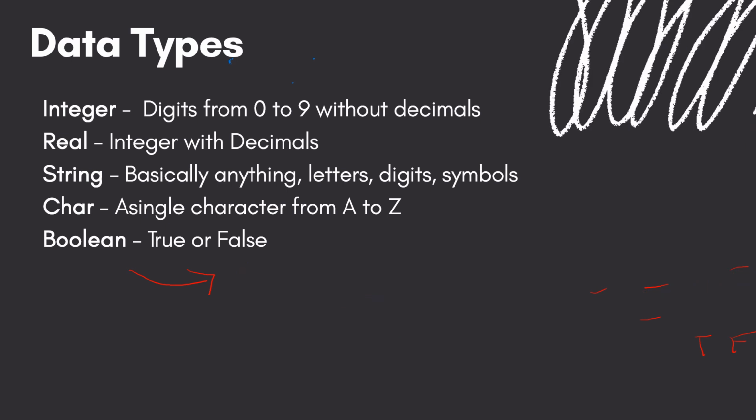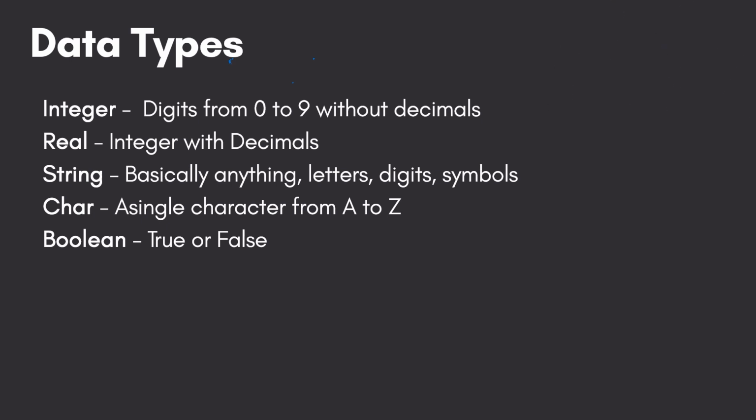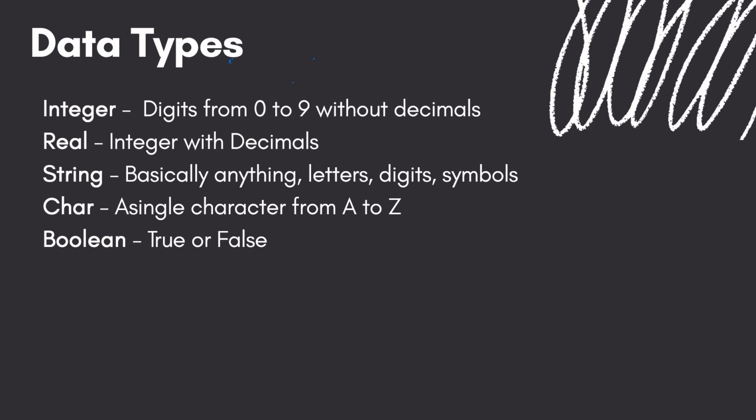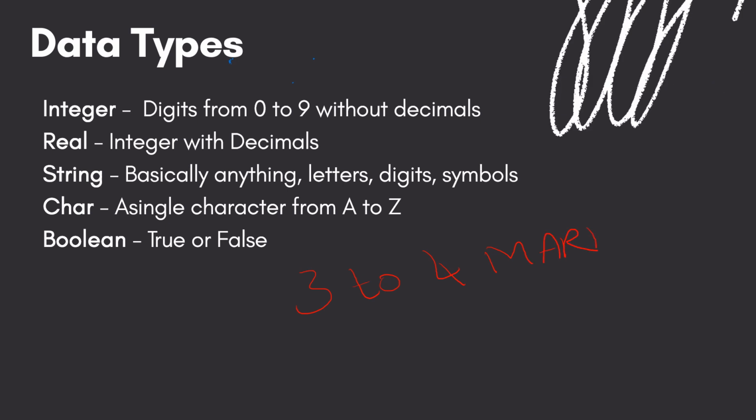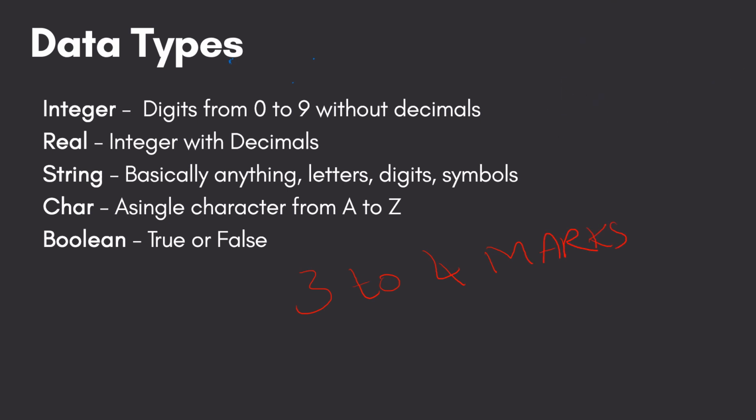So this is how you'll deal with data types, and this was a pretty basic lecture and pretty basic topic. You can easily earn 3 to 4 marks out of the 75 marks of P2. Now on to the next topic.